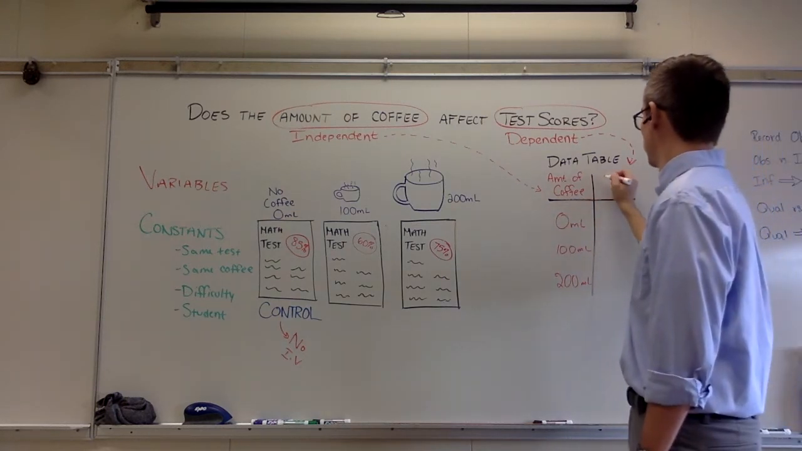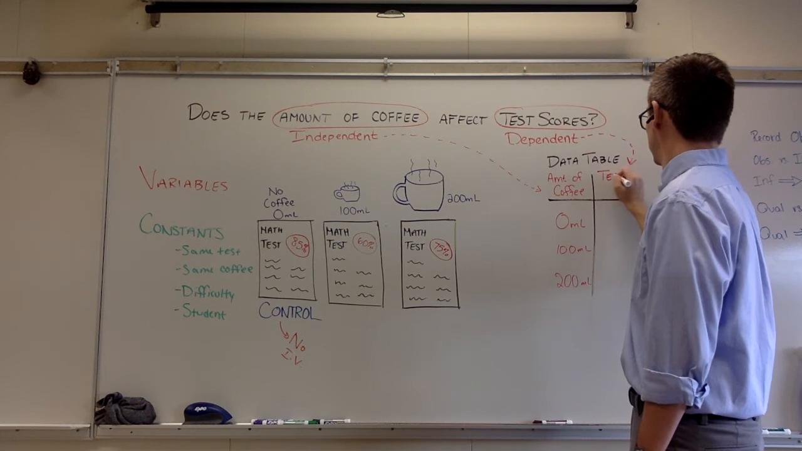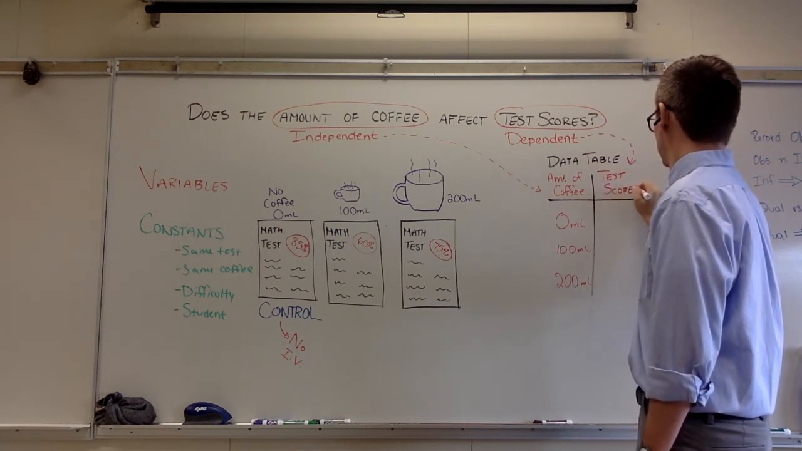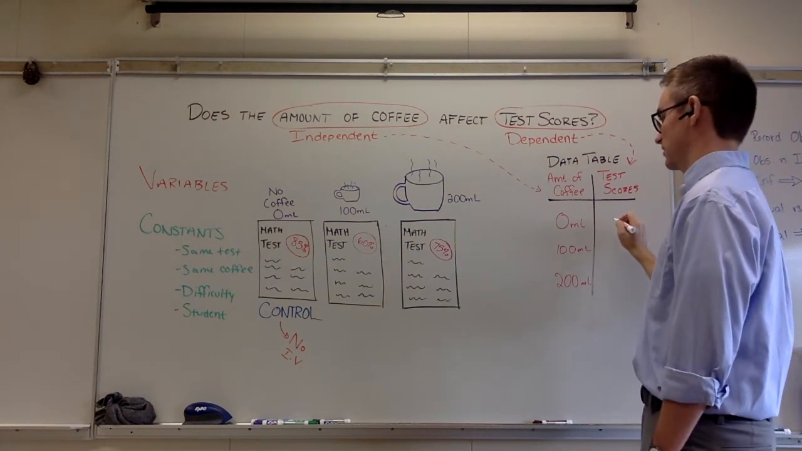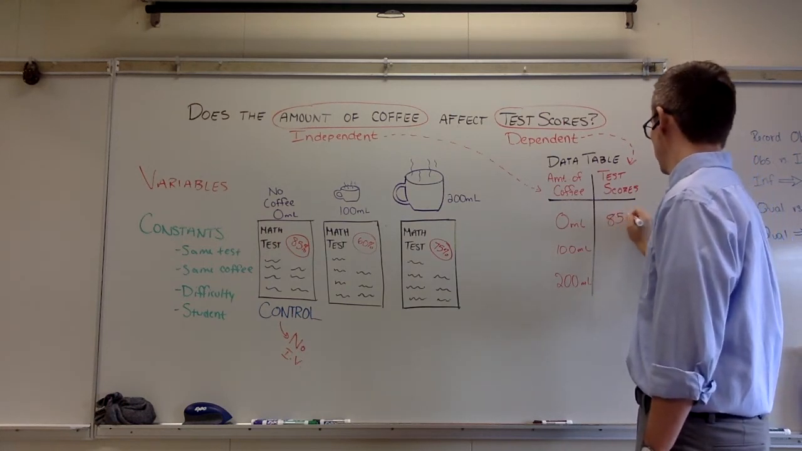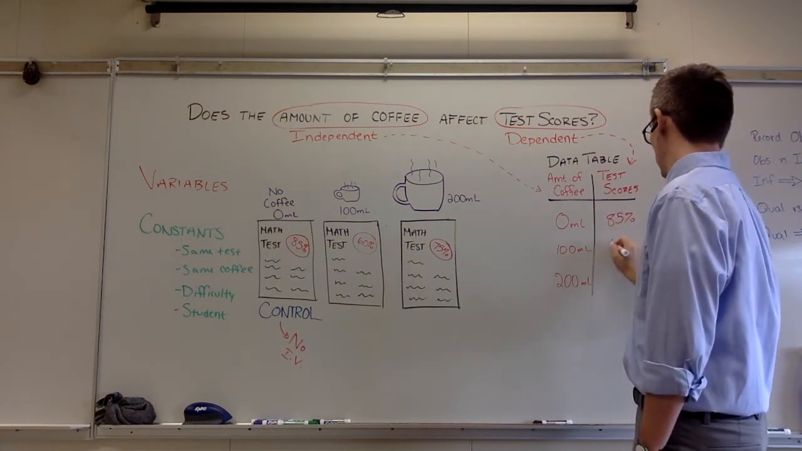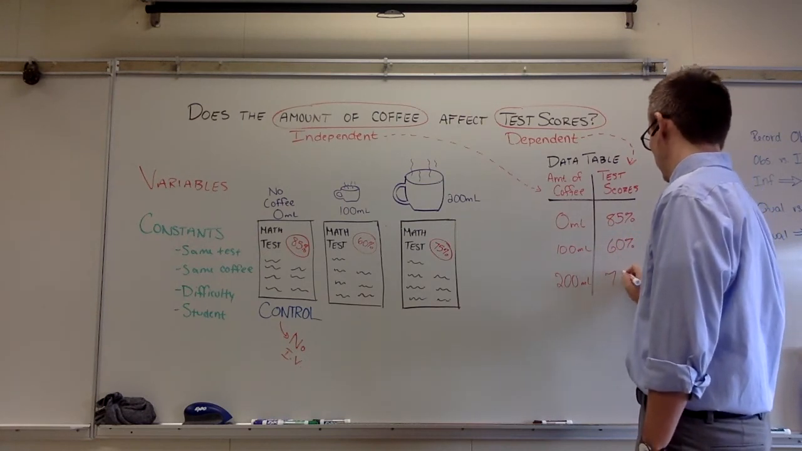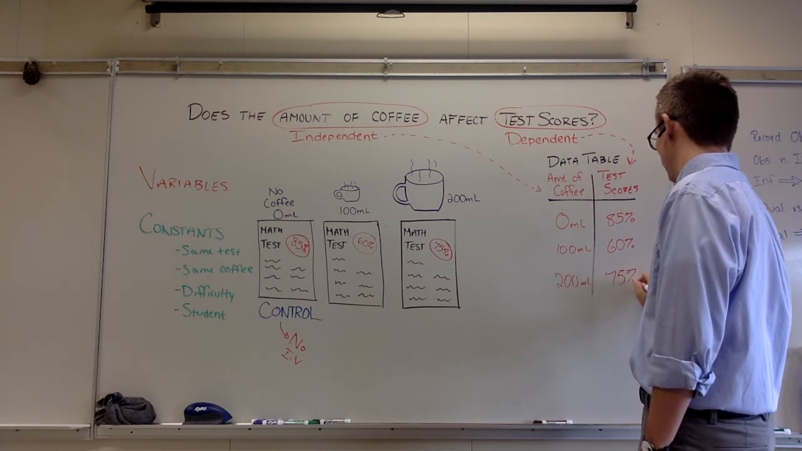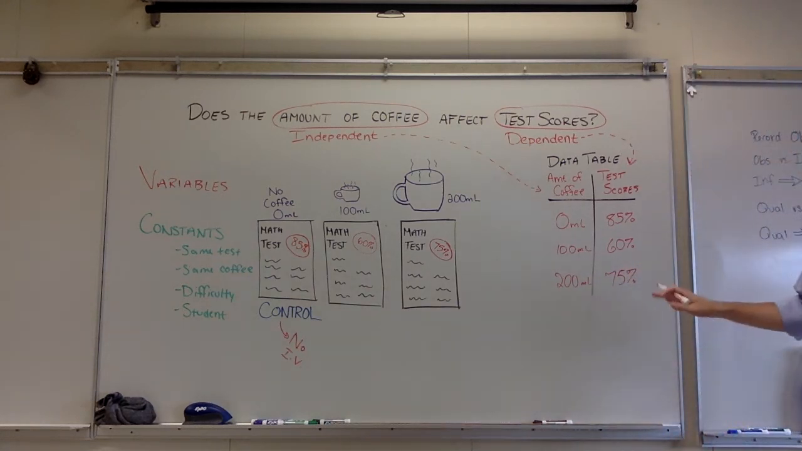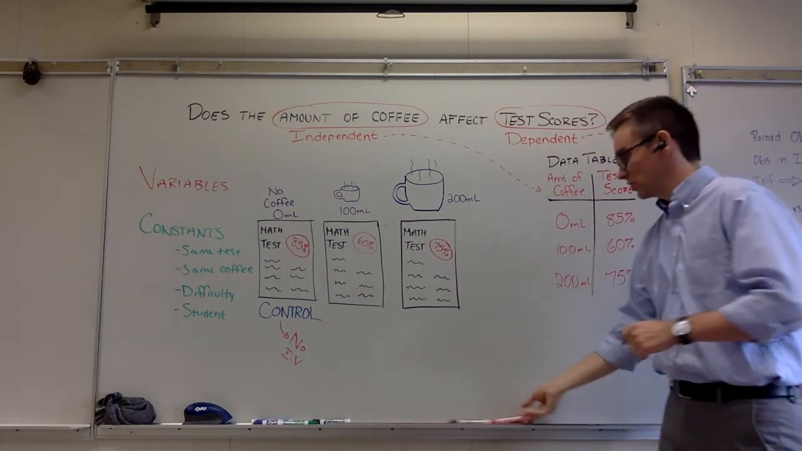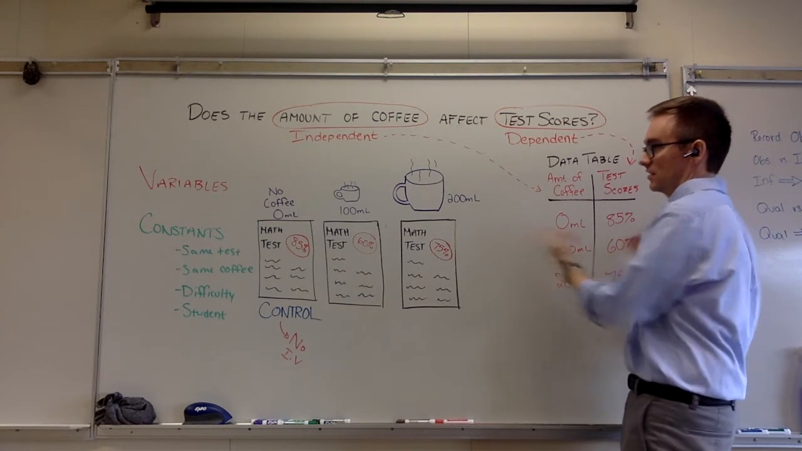So this would be test scores. So at 0, I had 85%, at 100, I had 60%, and with 200 milliliters, it was 75%. All right, so there's our data table. And from a data table, I can start to make a graph, which we'll do in a different video. We'll talk a little bit about how to properly convert this data table.